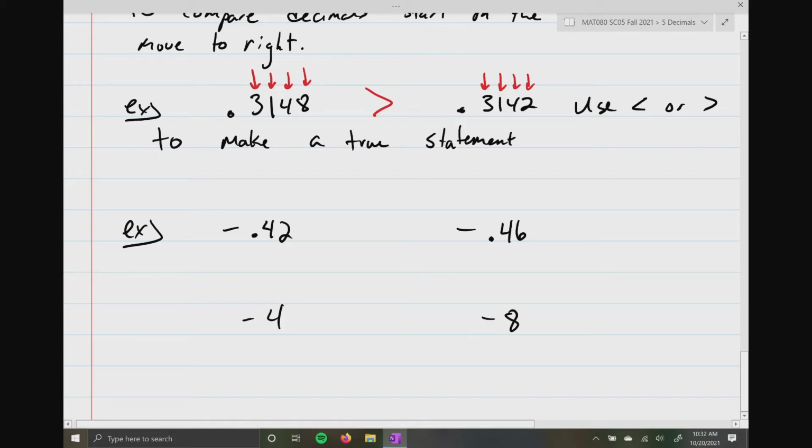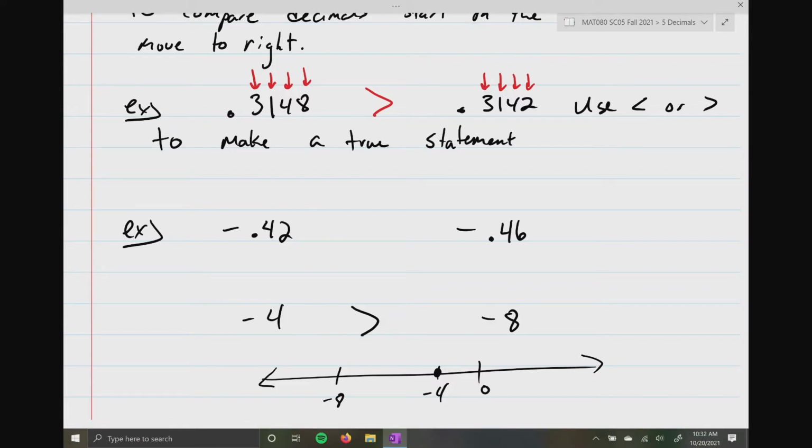So if I look at this example, -4 and -8, we know -4 is greater than -8. And the reason for that is on a number line, -4 is further to the right when you're comparing it to -8. Does that make sense, everyone?